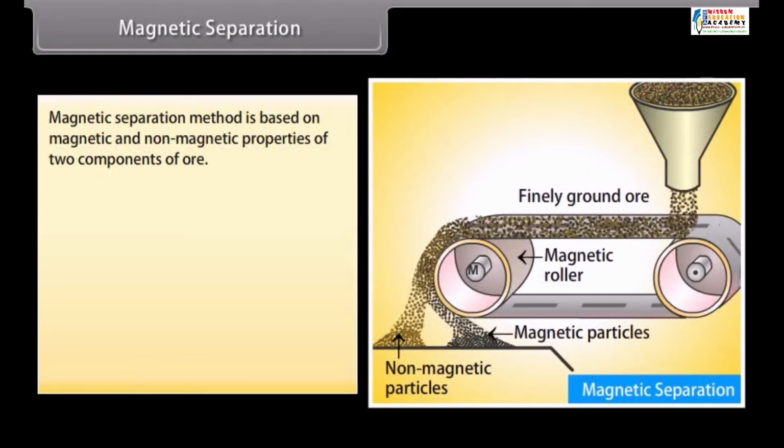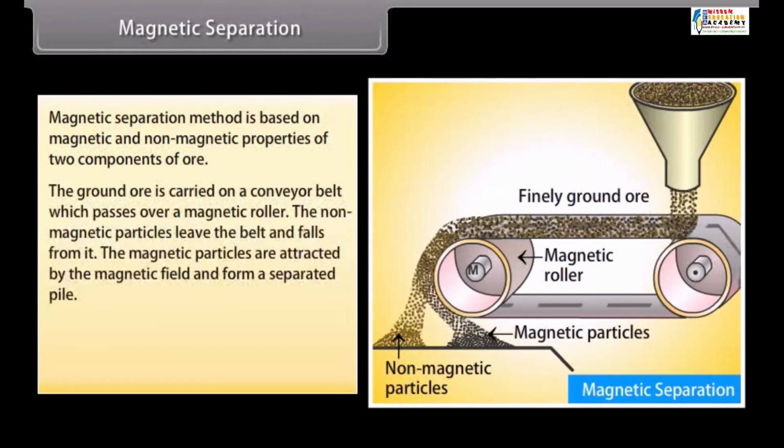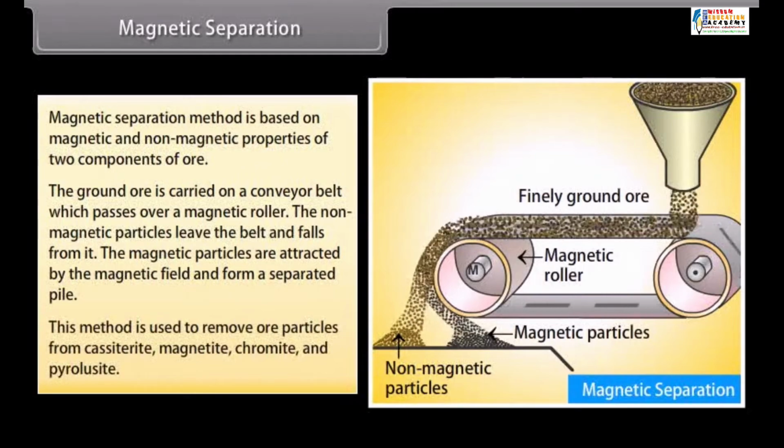Magnetic separation. Magnetic separation method is based on magnetic and non-magnetic properties of two components of ore. The ground ore is carried on a conveyor belt which passes over a magnetic roller. The non-magnetic particles leave the belt and fall off from it. The magnetic particles are attracted by the magnetic field and form a separated pile. This method is used to remove ore particles from cassiterite, magnetite, chromite and pyrolusite.